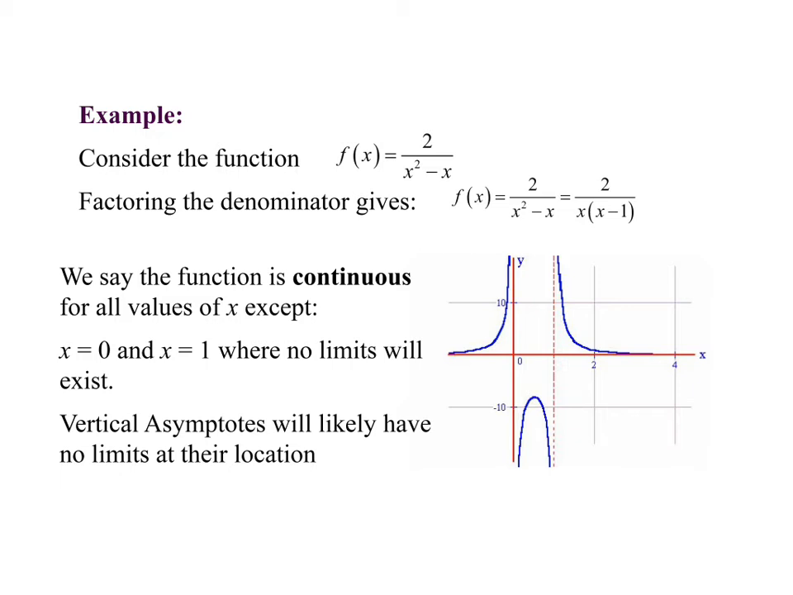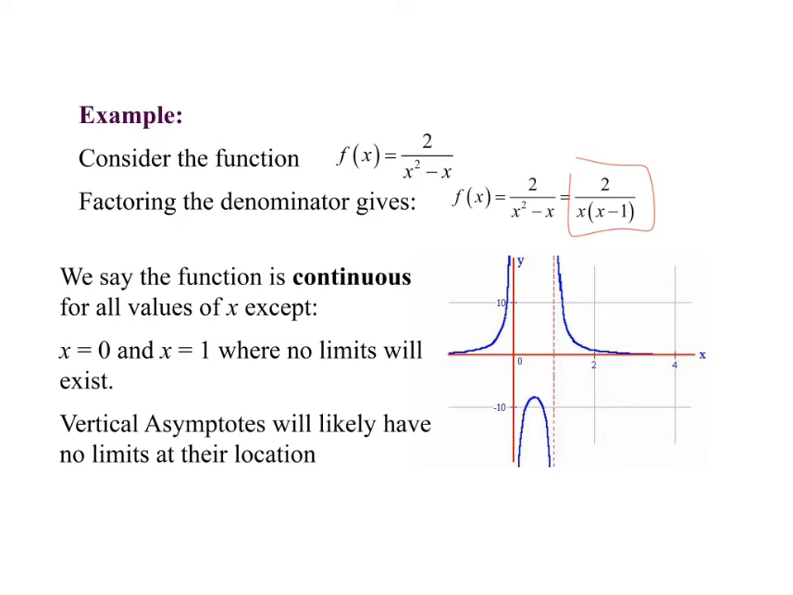So let's look at this next one. You can see that our function was 2 over x squared minus x. And if we factor it, it might make it a little bit easier to see. So we have 2 over x and x minus 1. So from Math 20 or Math 30, we would know that we have asymptote lines at 0 and 1. So you can see the way the graph shows below. We've got a vertical asymptote right at 0. We've got a vertical asymptote at x equals 1. So at those locations, we should have no limits.